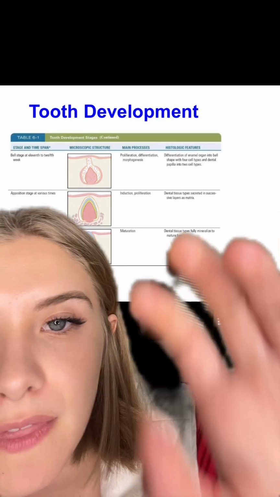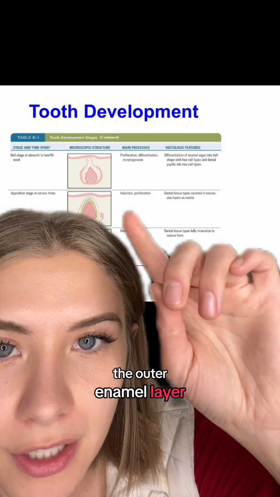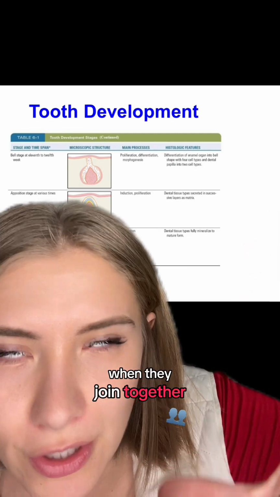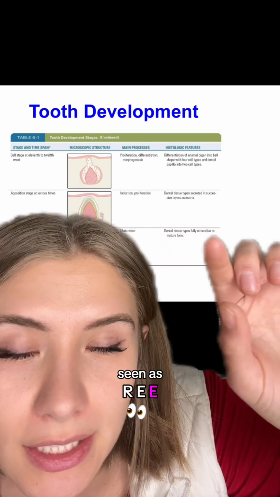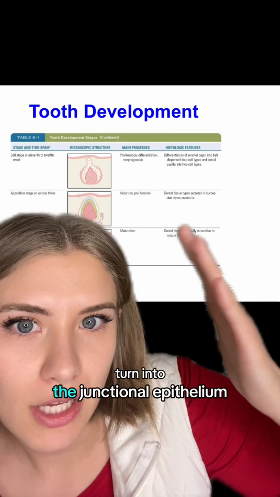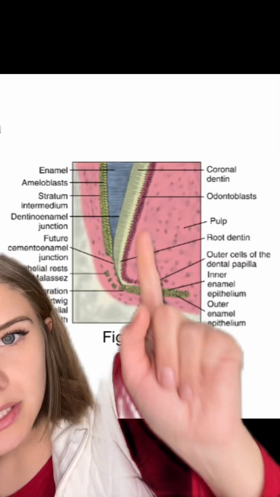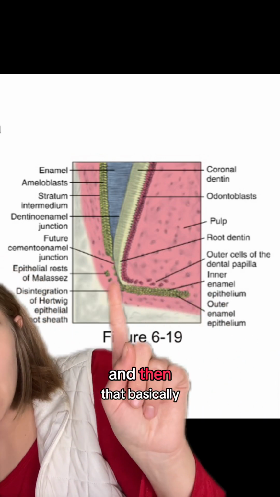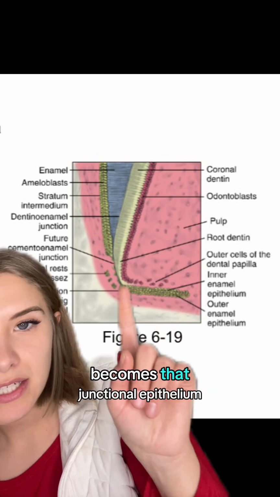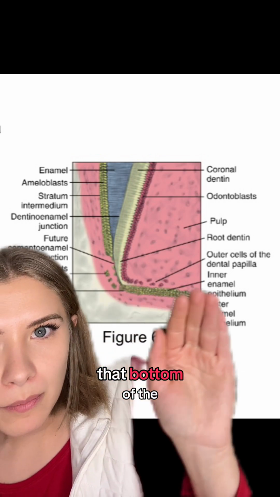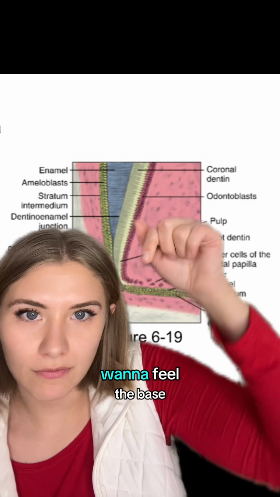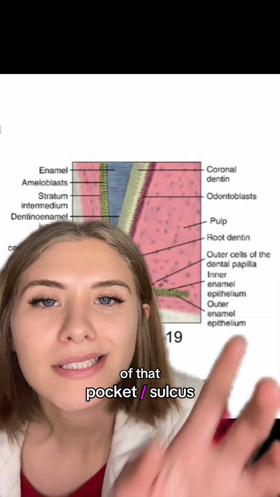cervical loop. The outer enamel layer and the inner enamel layer start to join together. When they join together, it's going to be seen as REE, which is going to turn into the junctional epithelium. See right here, the inner enamel and outer start to combine, and then that basically becomes that junctional epithelium, that bottom of the tooth, where now the roots are going to start, because that's where you want to feel the base of that pocket or sulcus.